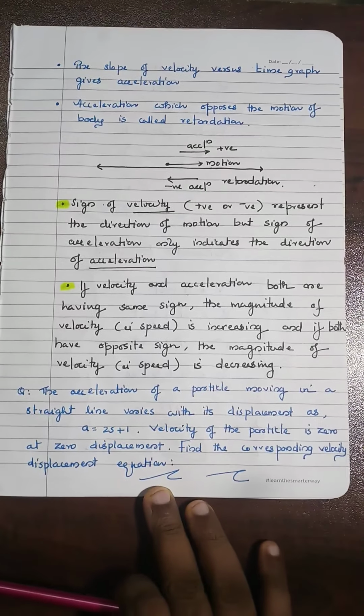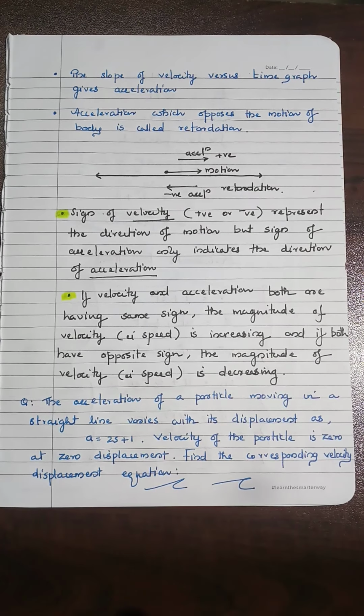See, a very good problem for you. The acceleration of a particle moving in a straight line varies with its displacement as a is equal to 2s plus 1. The velocity of the particle is 0, say, at 0 displacement. Then find the corresponding velocity-displacement equation.